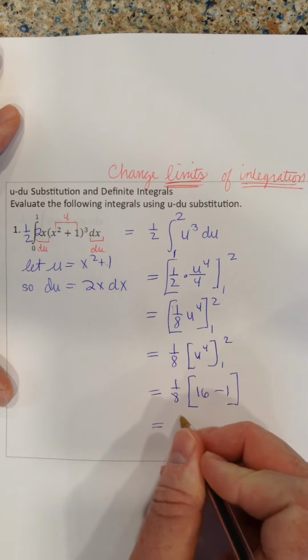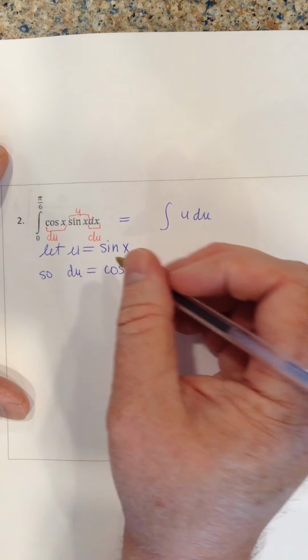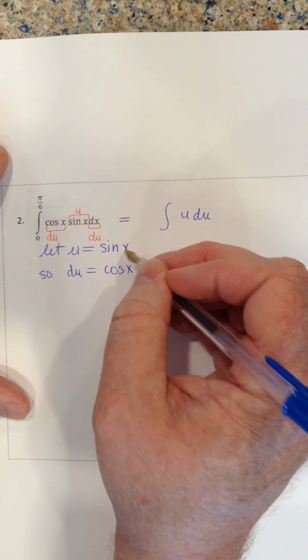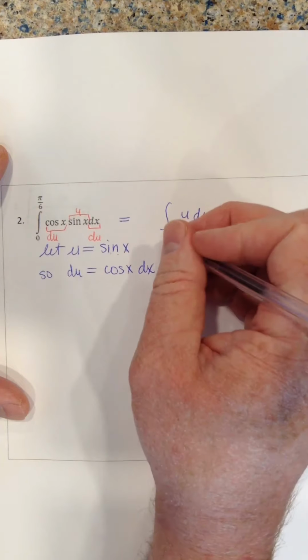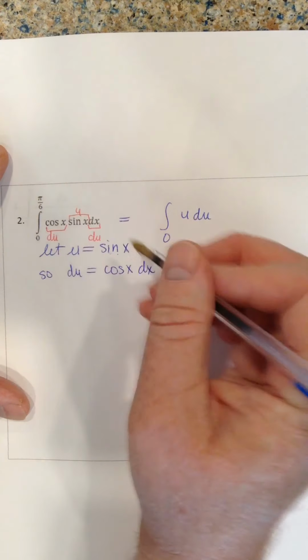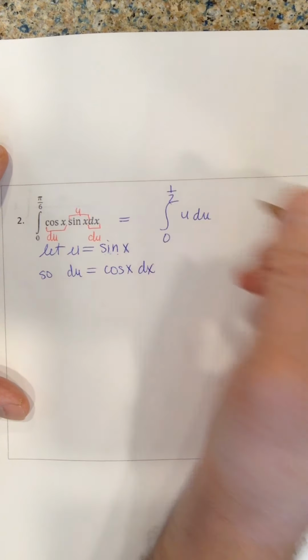Okay, let's try number 2. I'm going to let u equal sine of x. That's a better choice because then my du is just cosine of x dx, right? So that's my du, and that whole sine there is my u. So I get u du, and I'm going to change my limits of integration. I substitute 0 in for x, I get sine of 0 is 0. And I plug in pi over 6, I get sine of pi over 6 is 1/2.